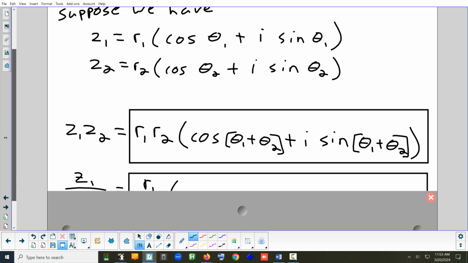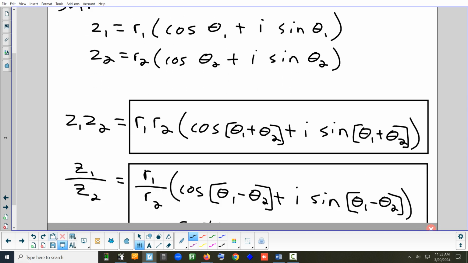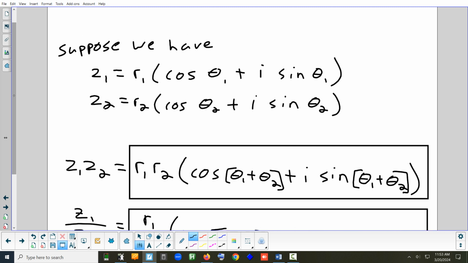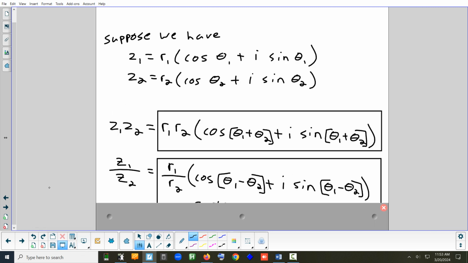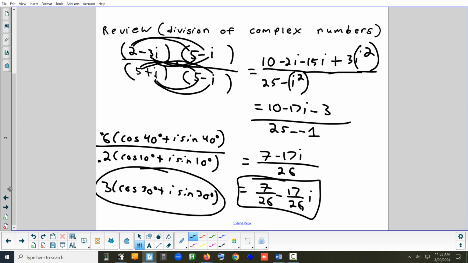So the one I just showed you guys is the bottom. Where do we get the Z's from? What does the Z stand for? The Z's just represent two different complex numbers. When we do an actual problem, those are all numbers, like I had here: a 6, a 40, a 2, and a 10.